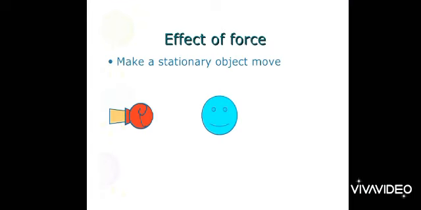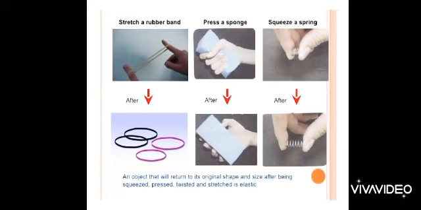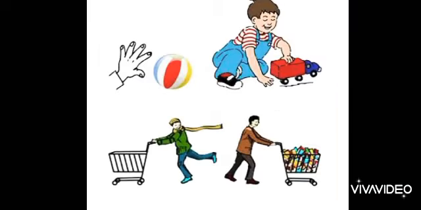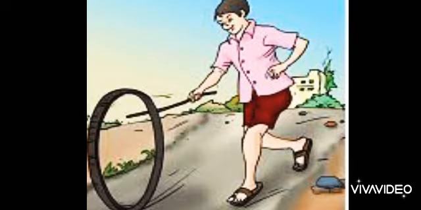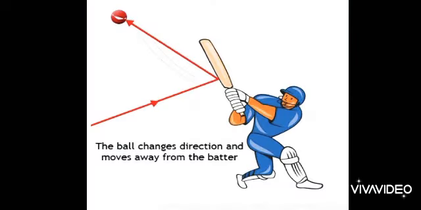Let us explain about the effects of force. A force makes a stationary object move. A force can change the shape of an object. A force can stop a moving object. A force can increase the speed of a moving object. And a force can change the direction of a moving object.